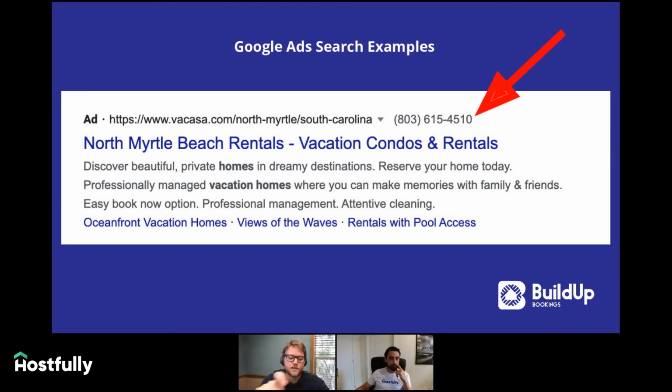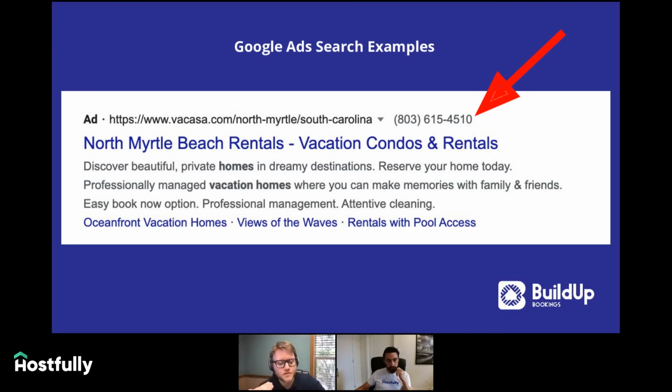So as you're writing your copy, note that most of the time Google only shows headline 1 and headline 2, which is between this dash there in the middle of the screen. Headline 3 only shows up more on mobile. You can write 2 descriptions of 90 characters each. You can have these call out extensions at the bottom where it says easy book now option, professional management, attentive cleaning. And then you can have site links in the very bottom as well. Oceanfront vacation homes, use of the ways, rentals with pool access, etc.